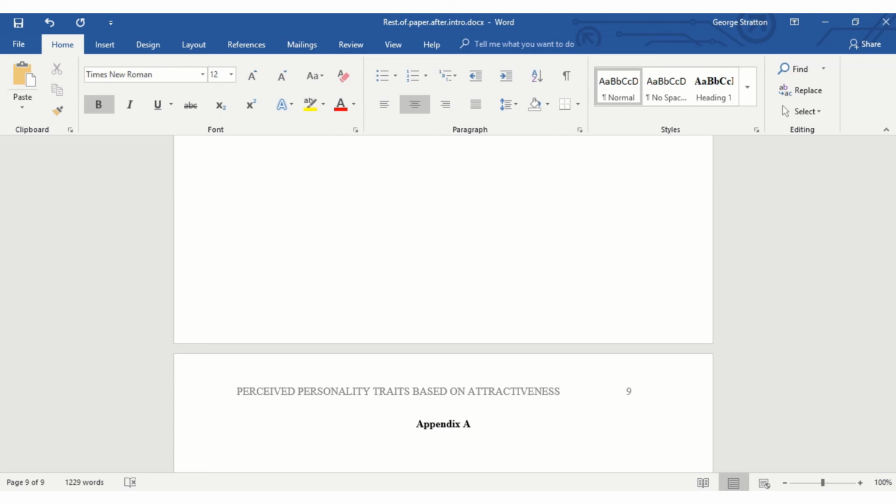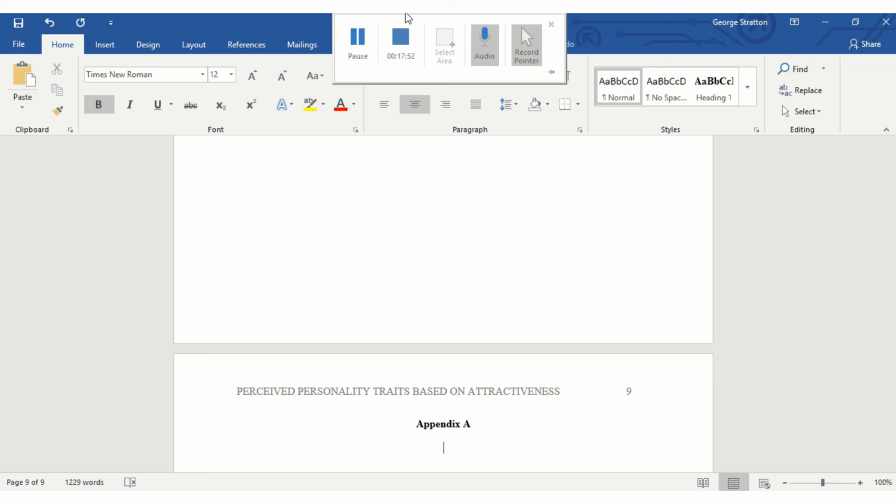So your very last pages of your paper are going to be the appendices. And that's how you finish up writing your research paper in APA format in Microsoft Word.